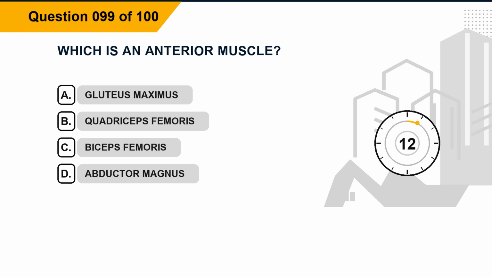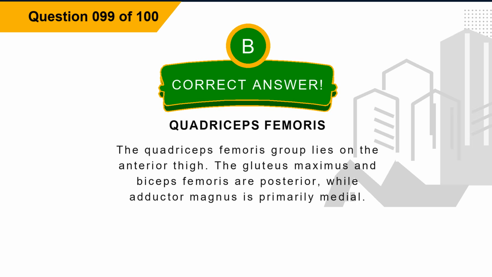Question 99. Which is an anterior muscle? Option A, gluteus maximus. Option B, quadriceps femoris. Option C, biceps femoris. Option D, adductor magnus. The correct answer is option B, quadriceps femoris. Explanation: the quadriceps femoris group lies on the anterior thigh. The gluteus maximus and biceps femoris are posterior, while adductor magnus is primarily medial.